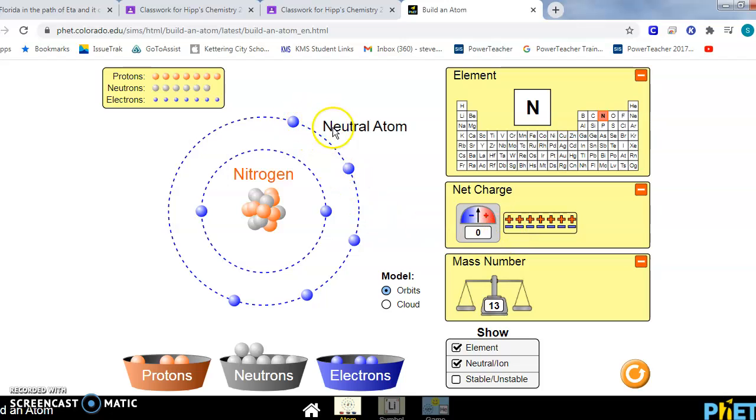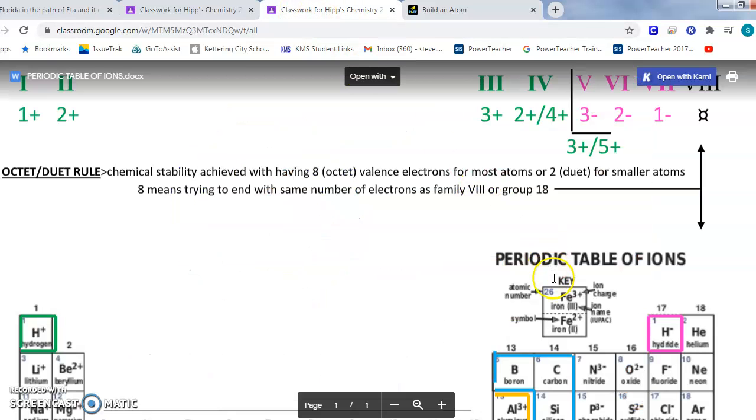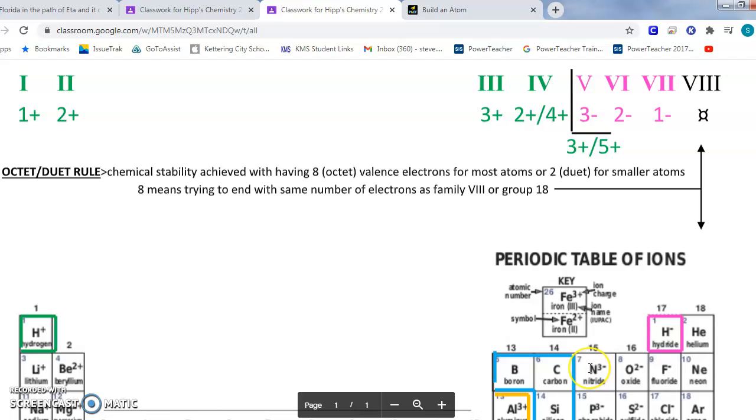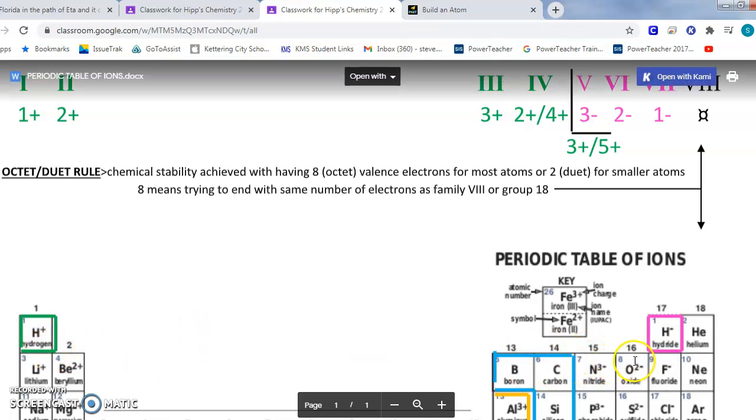It's neutral. So on the valence, or outermost level, I have 5. That should match the Roman numeral above nitrogen's column. Here's nitrogen. Group number 15, that means it's the 15th column from the left. Remember, we have to count the ones down here, but I go straight up. The Roman numeral is 5. Why? Because nitrogen has 5 in its outermost level.